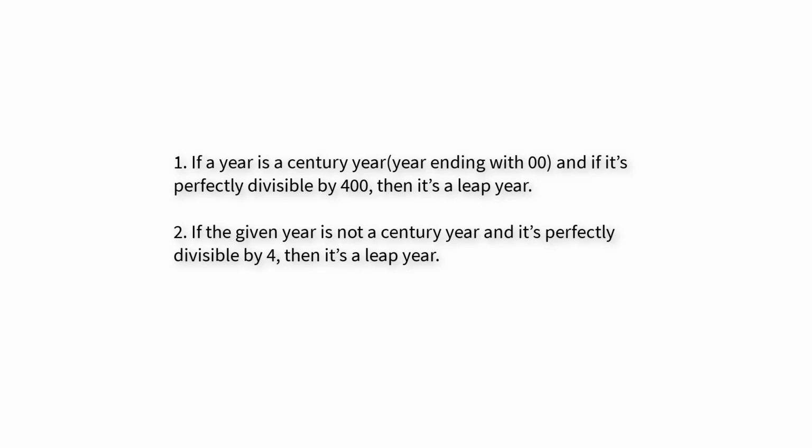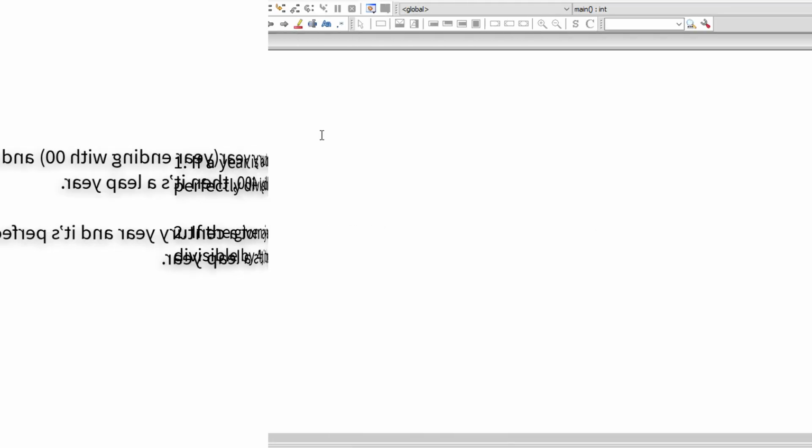Or else, if user input number is not a century year, and if it's perfectly divisible by 4, then it's a leap year. So if either of these conditions aren't met, then it's not a leap year. Hope the logic is clear to you. With this in mind, let's write our C program.